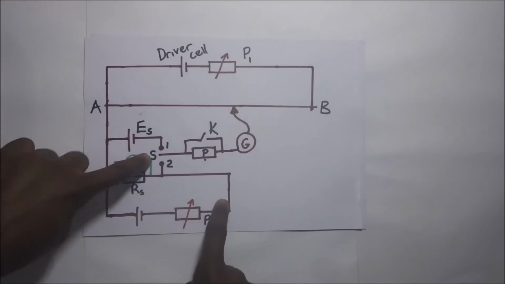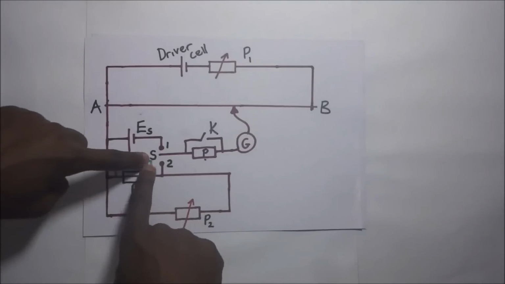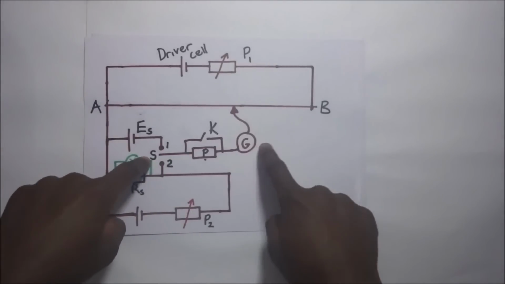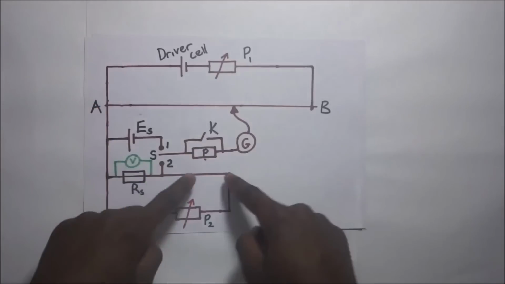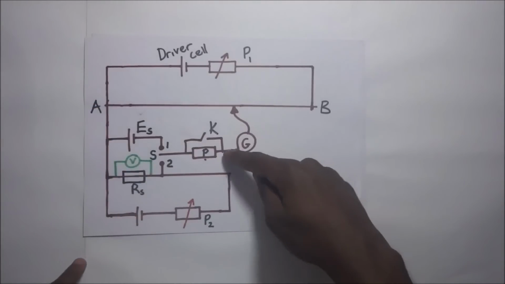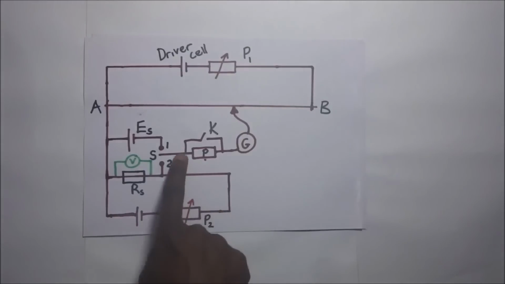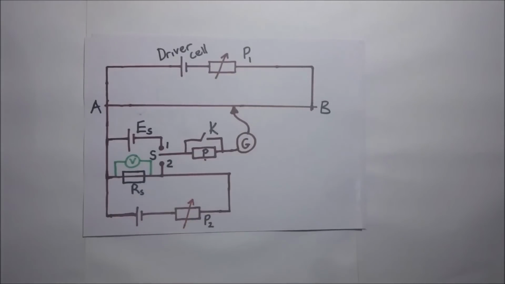We have switch S that can either be connected to position 1 or position 2, and this is connected to a galvanometer. And of course, to protect this galvanometer from excess current, we connect it in series with a protective resistor P, which can be bypassed by simply closing this switch K whenever necessary.